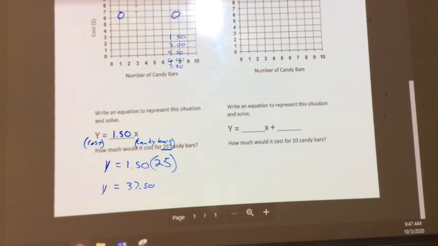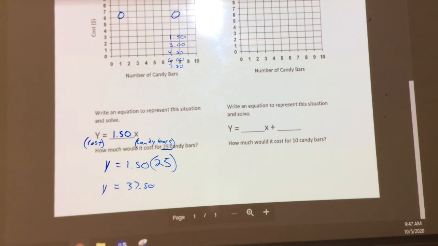So here's what I want to know. How much would it cost me to buy 41 candy bars? Figure it out. How much would it cost to buy 41 candy bars? Jackson, what'd you get? 61.5.